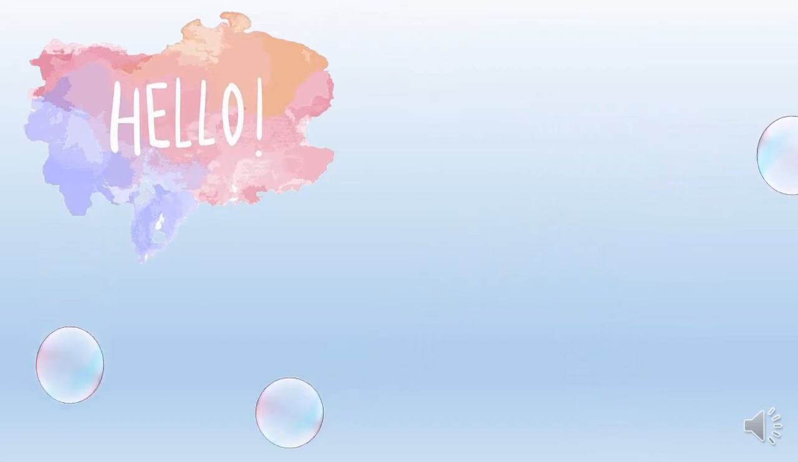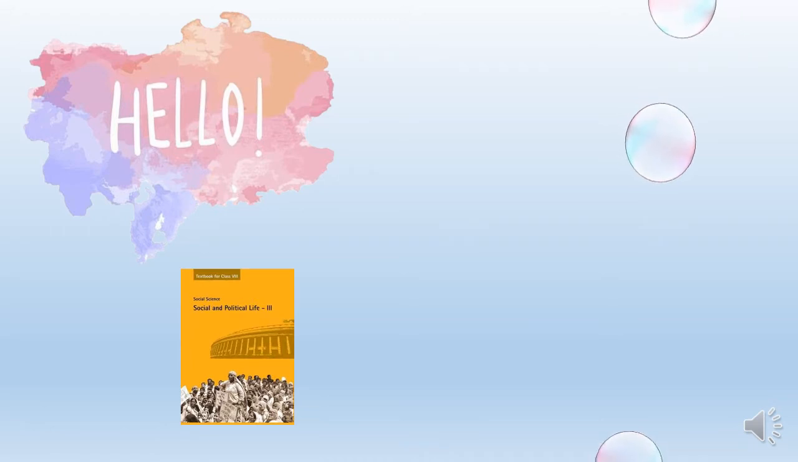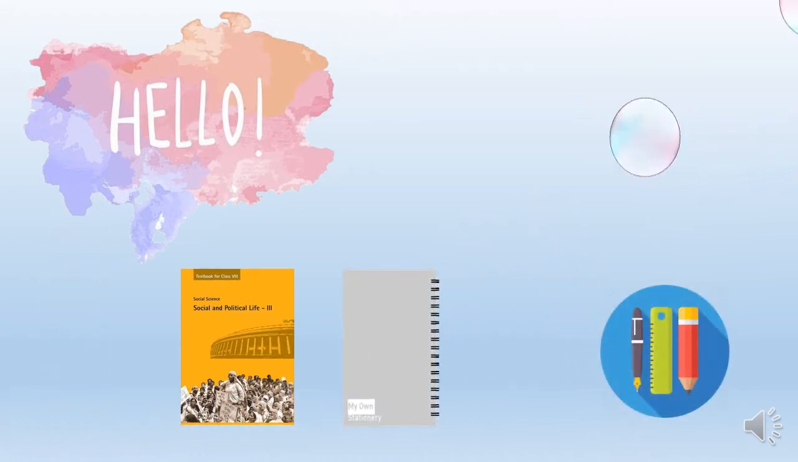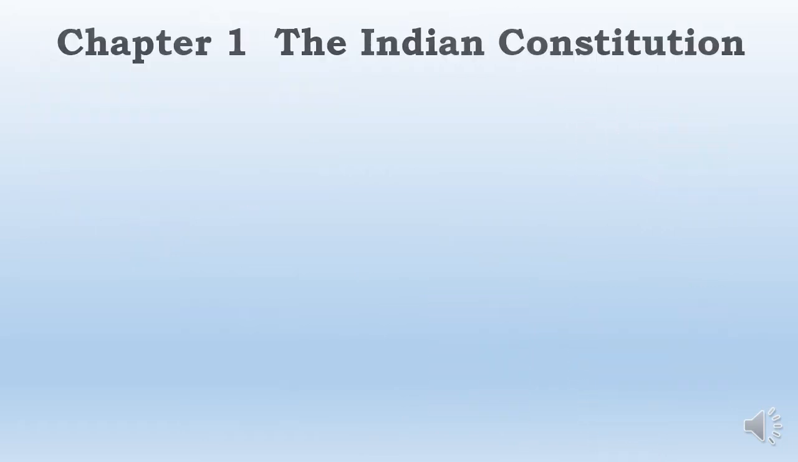Today I have come back with Political Science chapter number 1, the Indian Constitution. So students, get ready with your political science textbook, a notebook, pen, pencil and scale. Chapter number 1, the Indian Constitution.